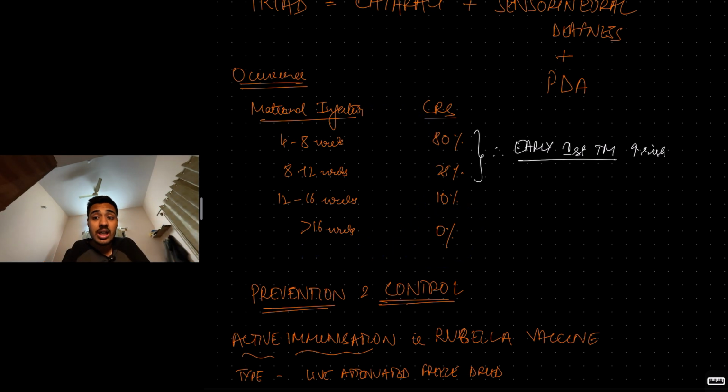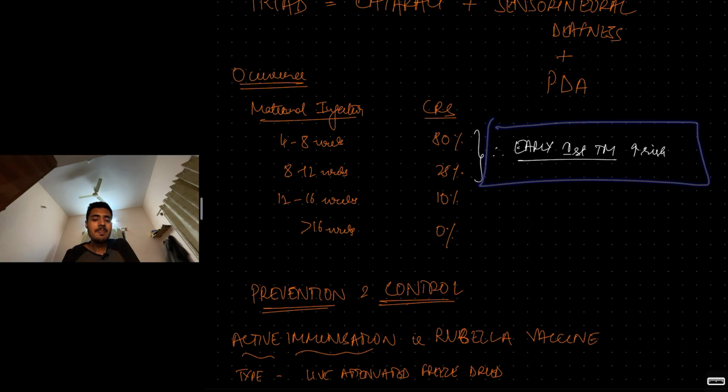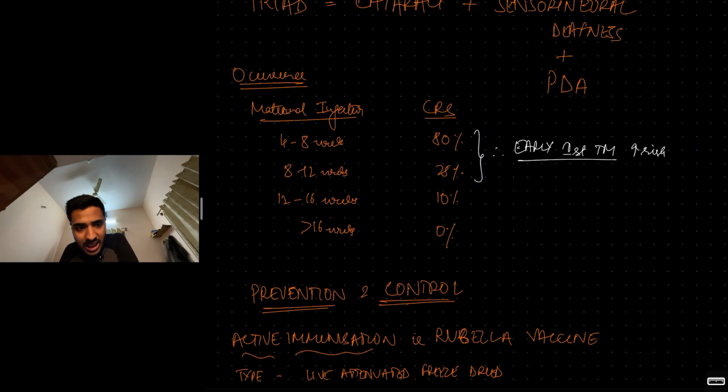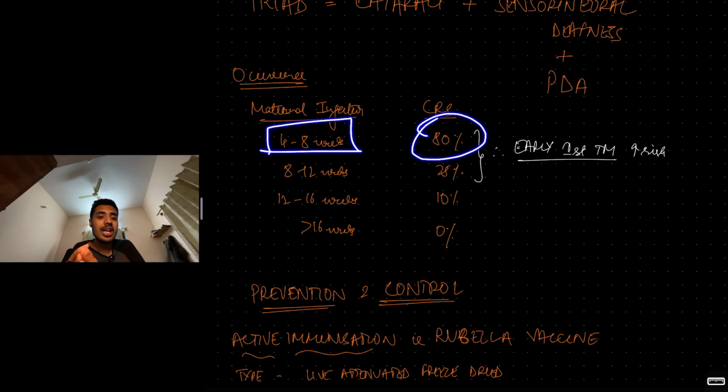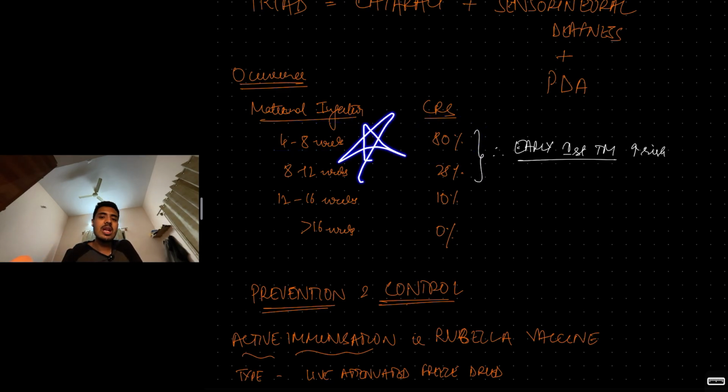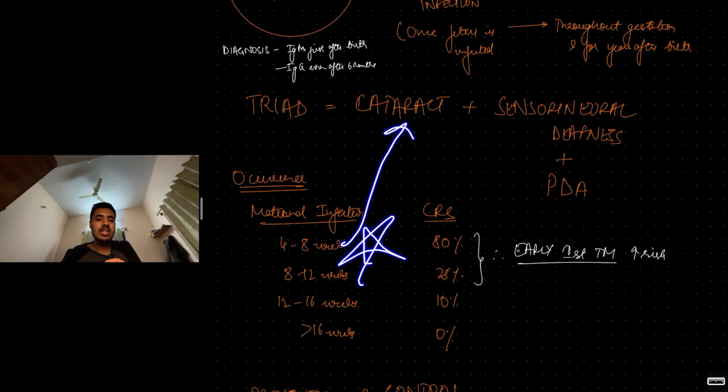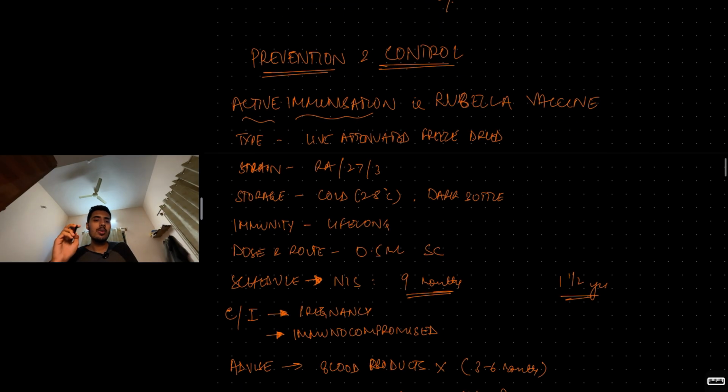Early first trimester infections, maternal rubella infection will lead to congenital rubella syndrome. So 80% in the first 4 to 8 weeks of gestation. That is extremely important, and this can lead to congenital rubella syndrome. What we want to do is prevent and control this.